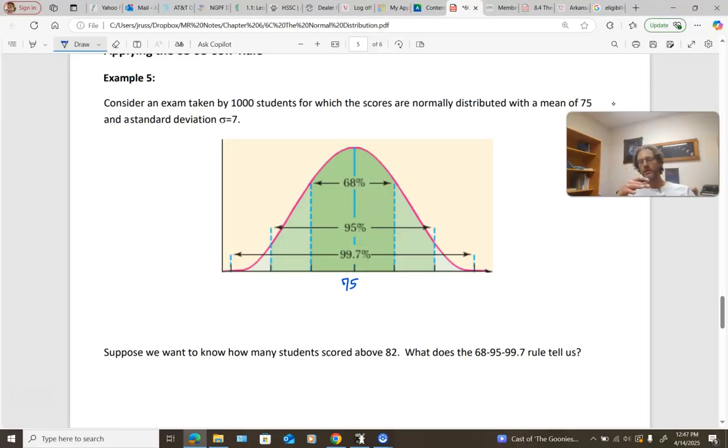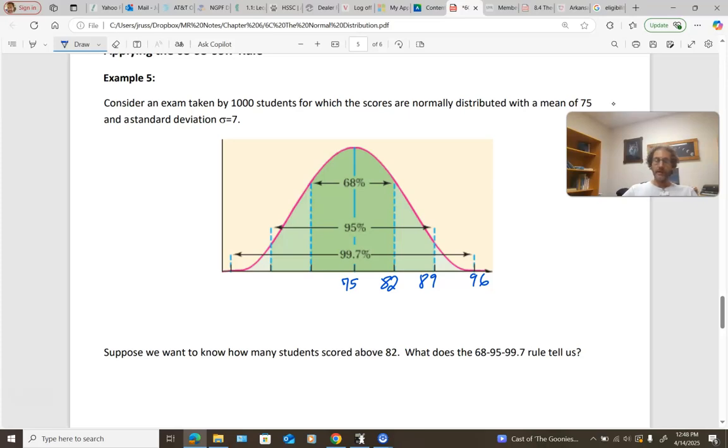So before I even start trying to answer any questions below, I'm going to go ahead and start labeling this. So if the mean is 75 and the standard deviation is 7, then that means one standard deviation above the mean would take me to a score of 82. And then 7 more would take me to 89. And then 7 more would take me to 96.